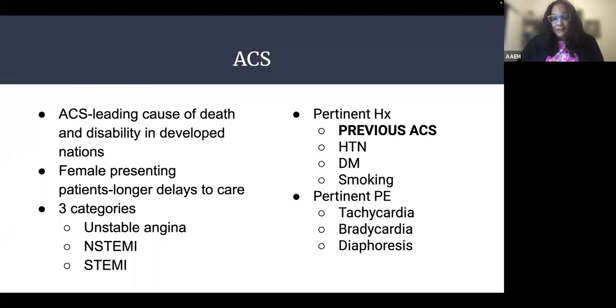Physical exam findings can be completely varied depending on the ACS itself. Some patients arrive tachycardic, some patients arrive bradycardic. Patients can be diaphoretic, they can be vomiting. All of these things are varied. And this is why we have to have a very high clinical suspicion for ACS.